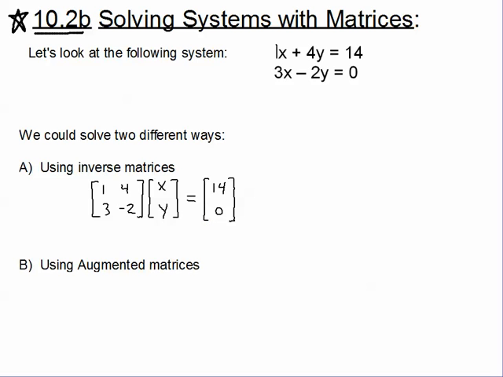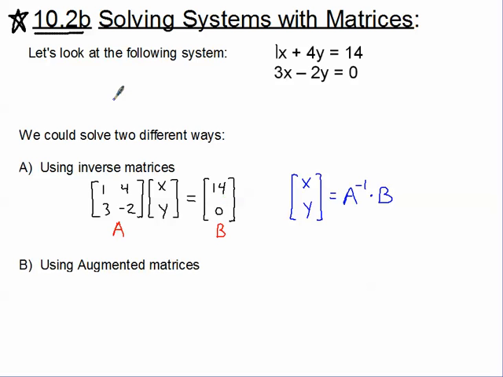If we label this first matrix matrix A and this constants matrix matrix B, then our variable matrix, which is xy, will be equal to the inverse of matrix A times matrix B, and those would be our solutions. So we need to be able to find the inverse of matrix A and multiply that to matrix B. So the inverse of this coefficient matrix times this constant matrix.